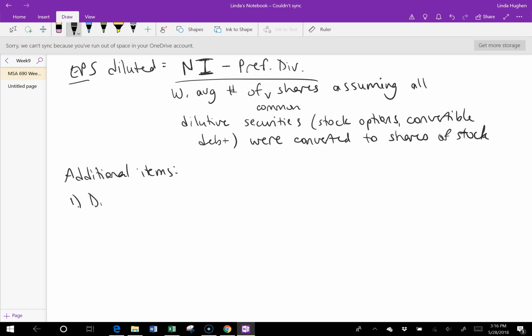One is discontinued operations. If the company eliminates or discontinues a component of its business that represents a strategic shift that has a major impact on the company's operations and financial results, it separately reports a gain or loss on discontinued operations after tax below the income tax expense. A partial income statement would look like this.